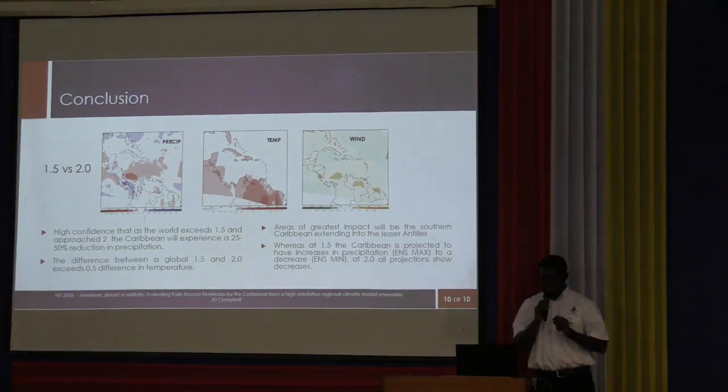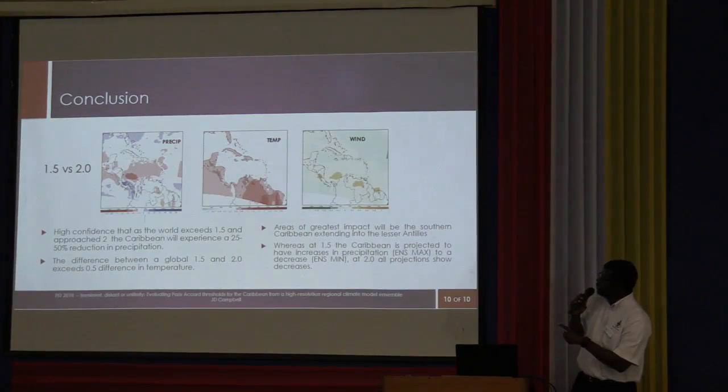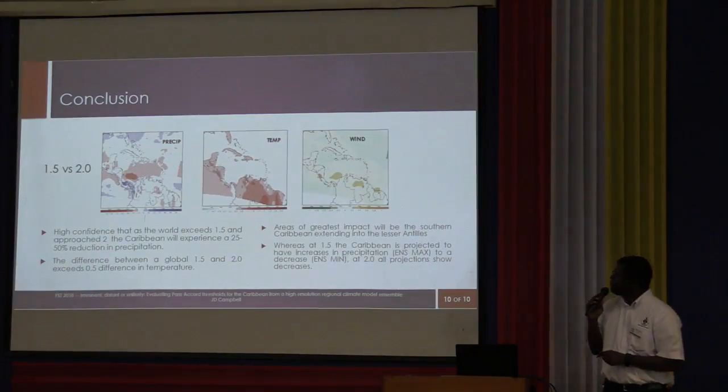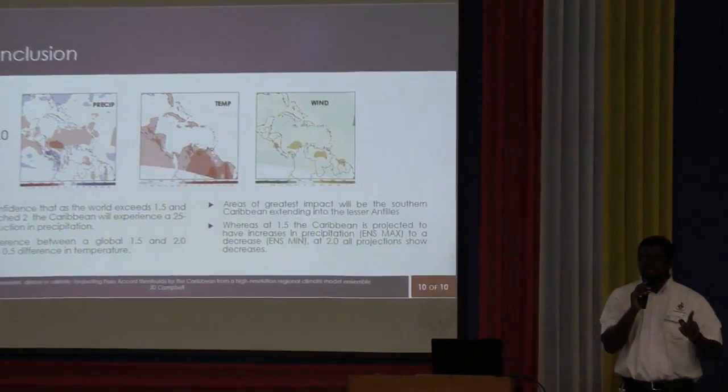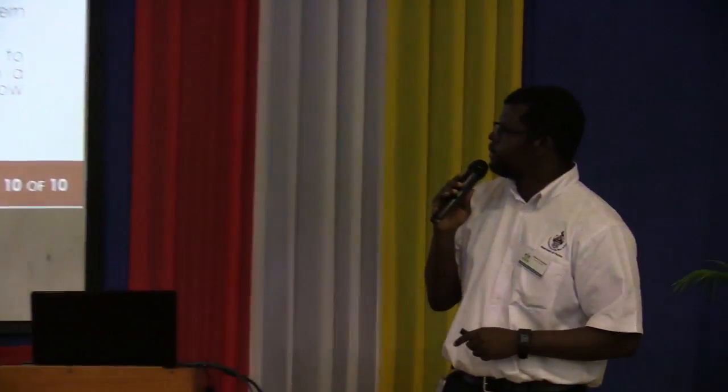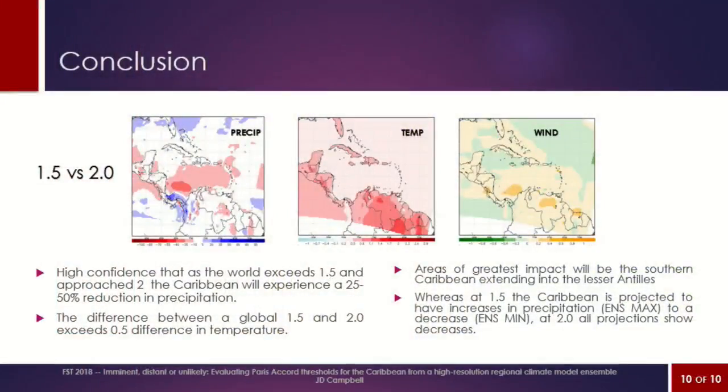I'm going to say that there is a high confidence that as the world exceeds 1.5, approaches 2, the Caribbean will experience between 25 to 50% reduction in rainfall. The difference between the globe being at 1.5 and 2 exceeds a 0.5 difference in temperature for the Caribbean. And whereas at 1.5, the Caribbean is projected to have increases in precipitation at ensemble max, this decrease and a decrease in ensemble min, at 2 degrees, all projections across the ensemble show decreases.